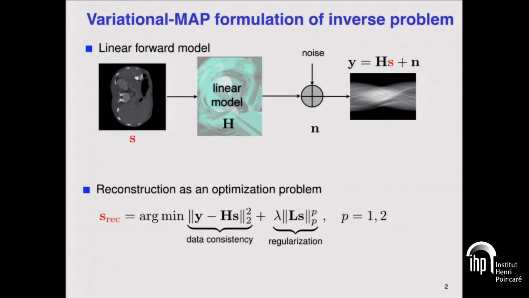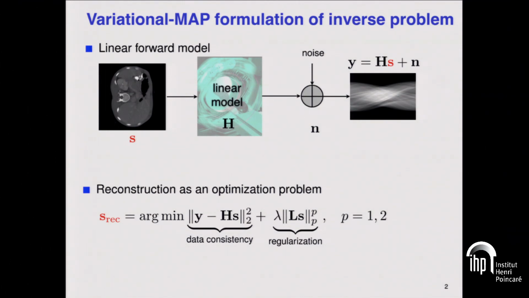So maybe to set the context. It's exactly like Cécile was telling you in the previous talk, it's about inverse problems. Here, the problem is to recover some unknown signal based on some noisy measurements. We know the physics, so this system matrix H. We also have additive noise. And so usually what you do, you set up the problem as an optimization task.